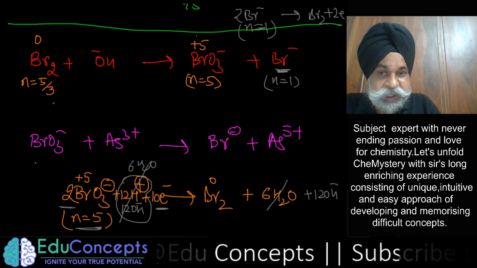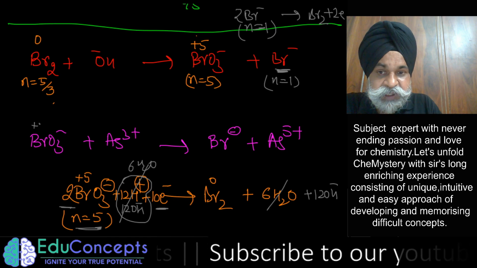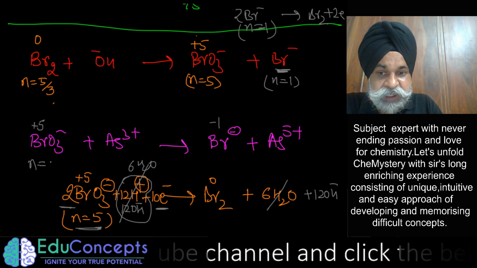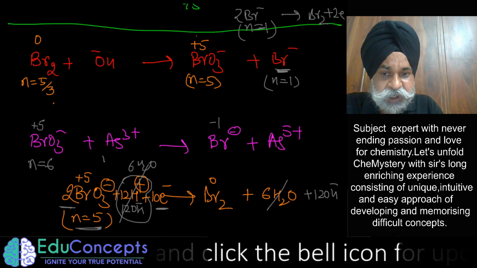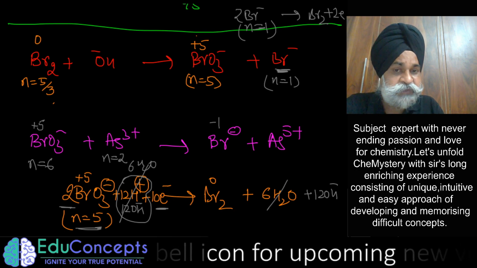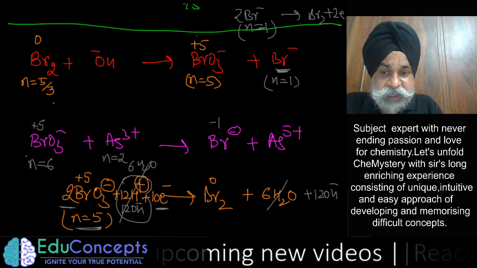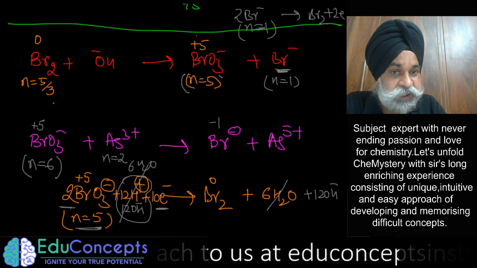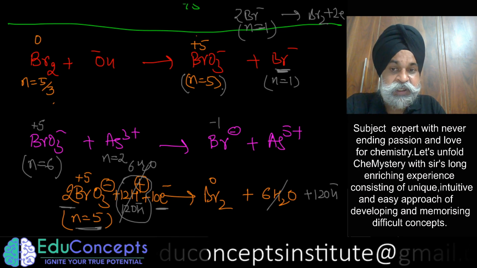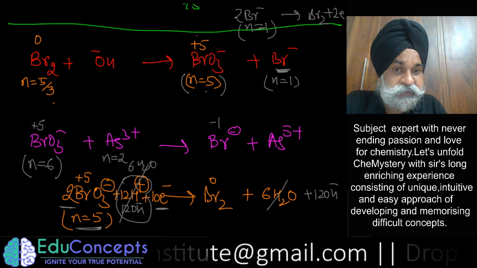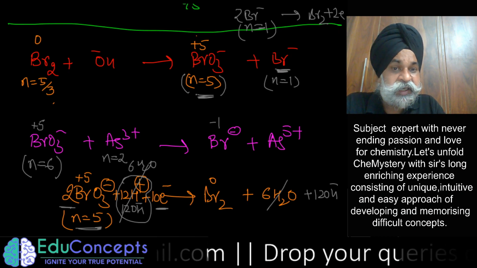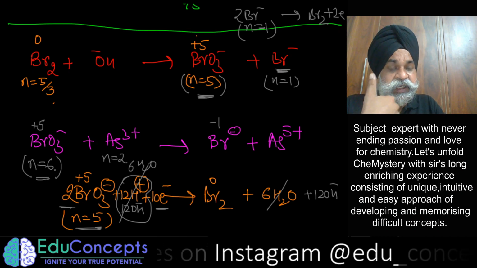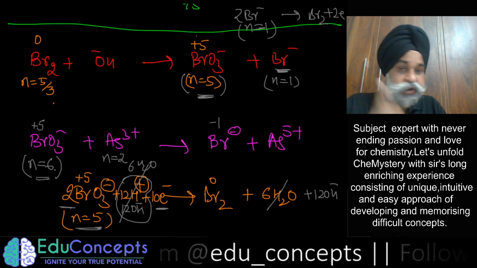And now the interesting part is, this is in plus 5 oxidation state, this is in minus 1. Here the n factor is 6, and for this the n factor was 2, which we have already done. So the n factor of this is 6, and here the n factor is 5. This is the trick here in the equivalent concept. जो चीज बन रही है उसका n factor 5 है, but जो आगे react कर रही है उसका n factor 6 है. So here if you want to apply the equivalent concept, you have to be very cautious.